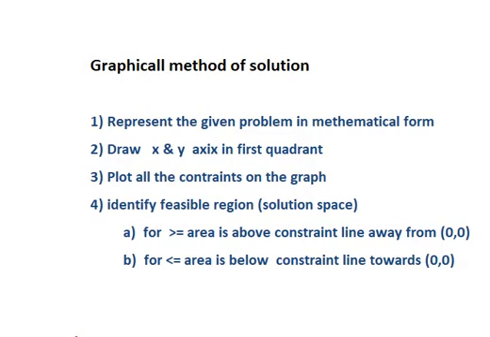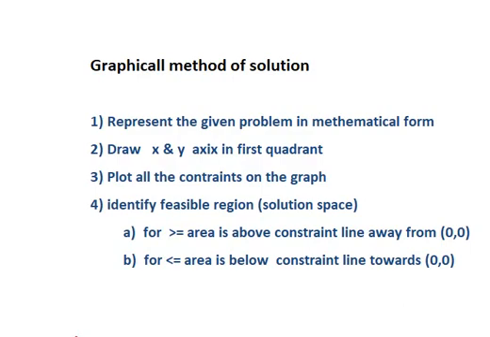It requires 4 steps. Step 1: Represent the data problem in a mathematical form. Step 2: Draw the x and y axes in the first quadrant. Step 3: Plot all the constraints on the graph, which we get from the mathematical problem. Step 4: Then identify the feasible region.